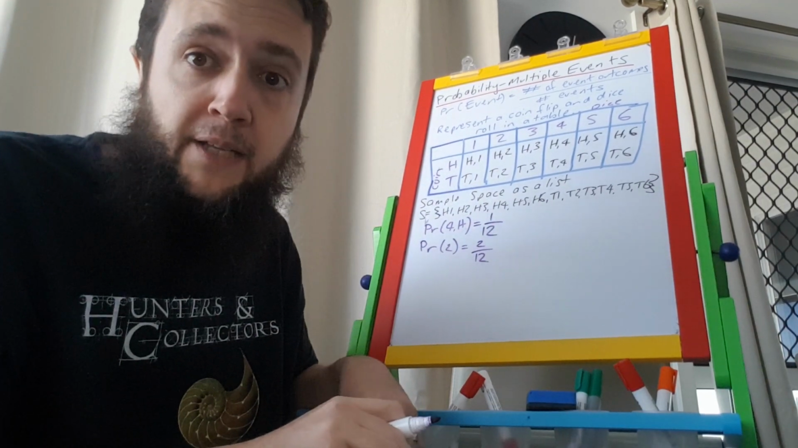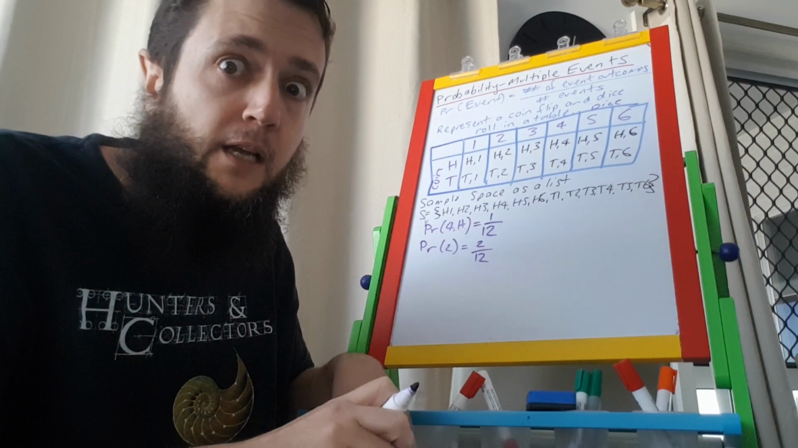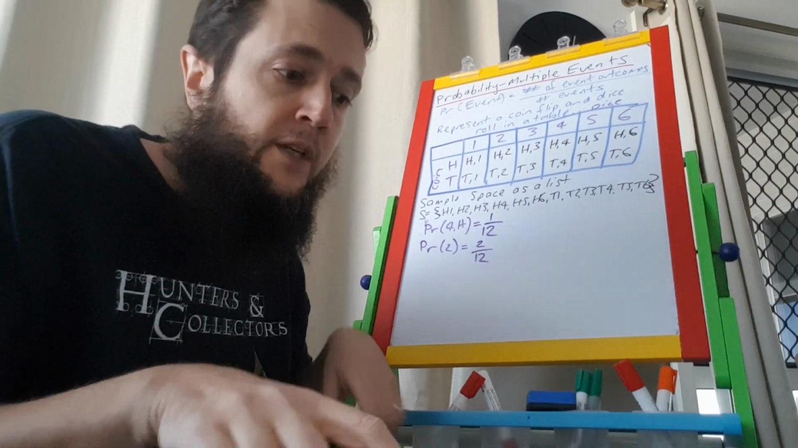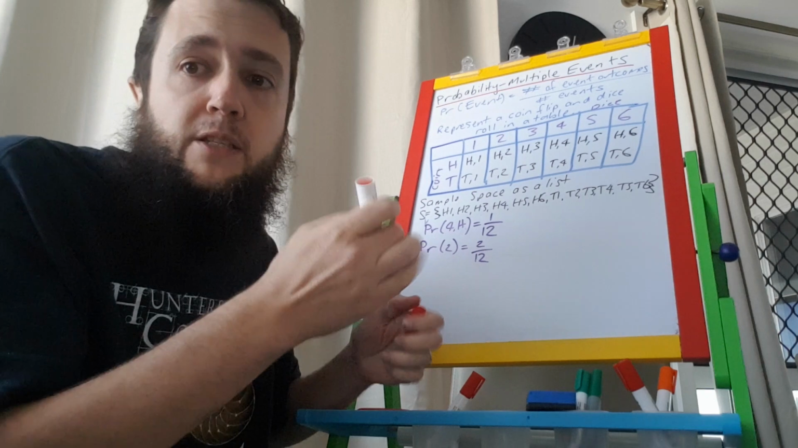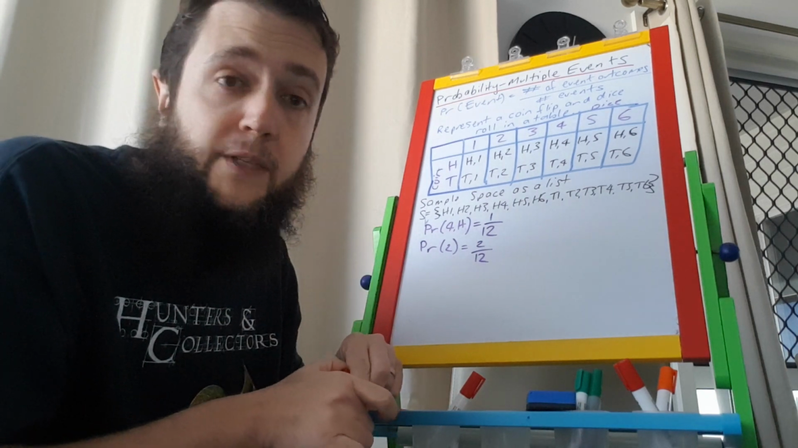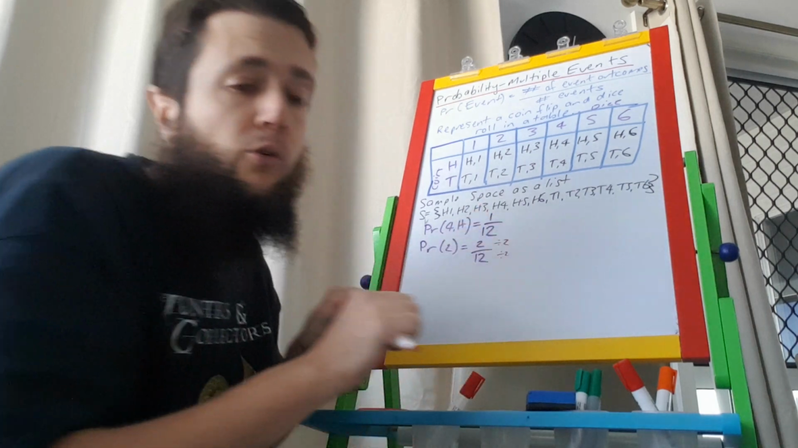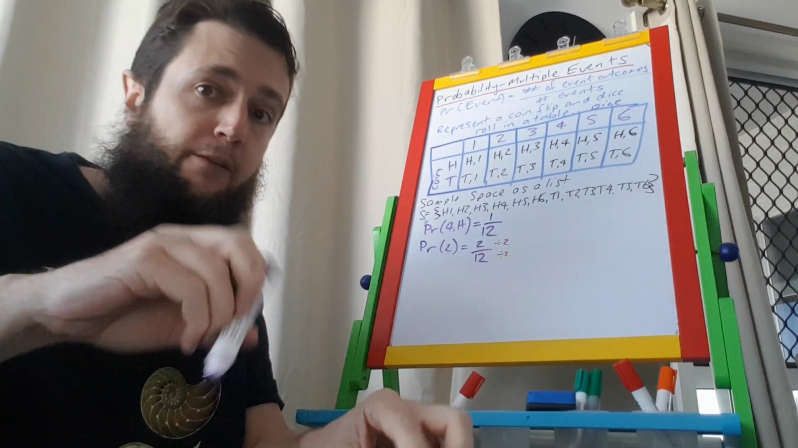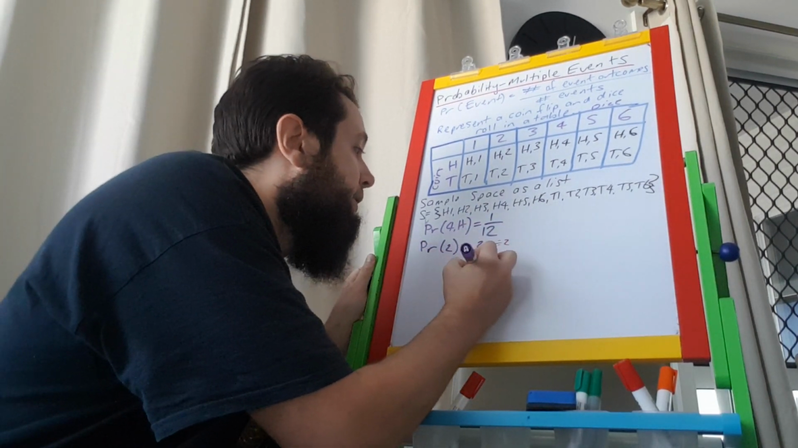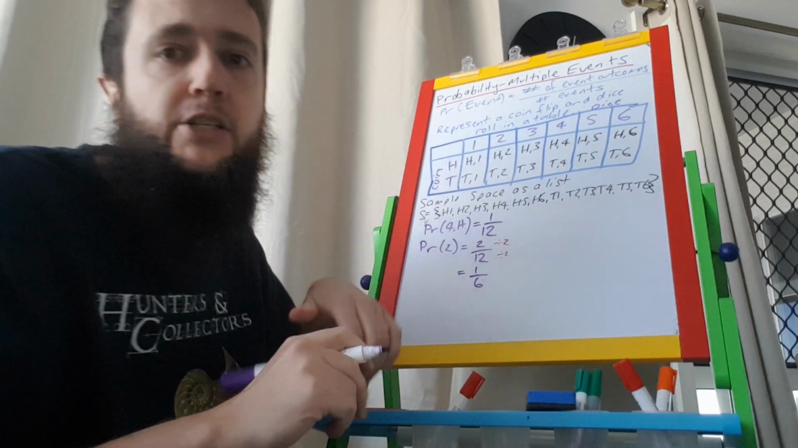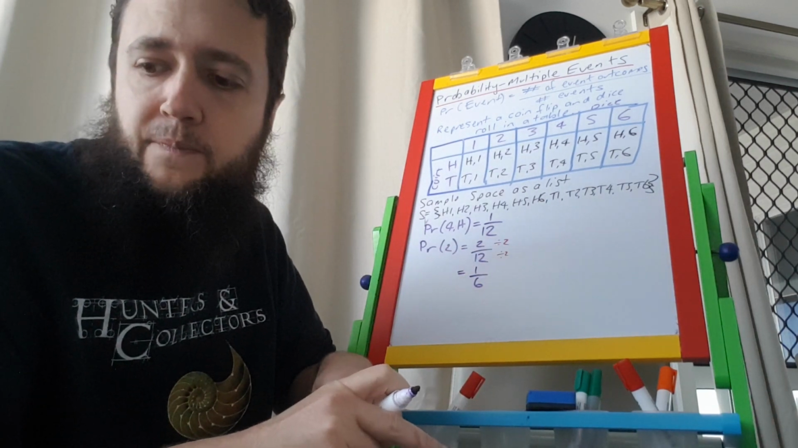There's something naughty about that fraction. I hope you realise it. It needs to be simplified. Both the top and bottom can be divided by something. They can both be divided by 2. So again, it's expected you automatically simplify where possible. So the probability of getting a 2 in this situation is actually 1 out of 6.